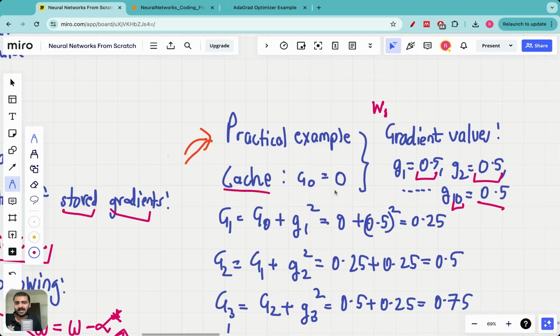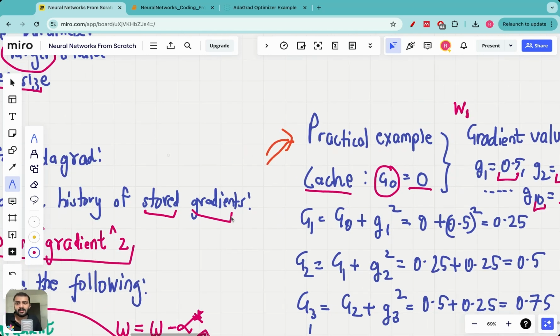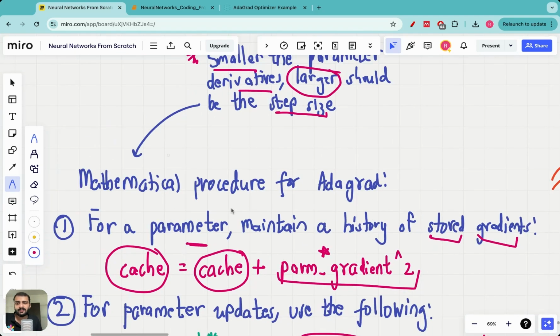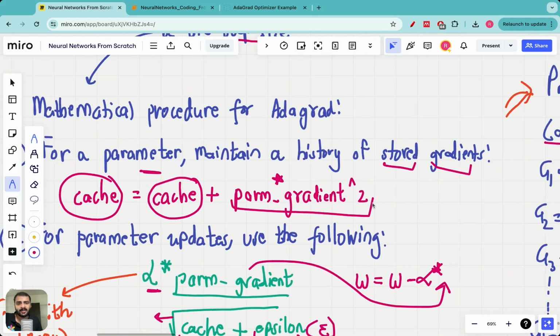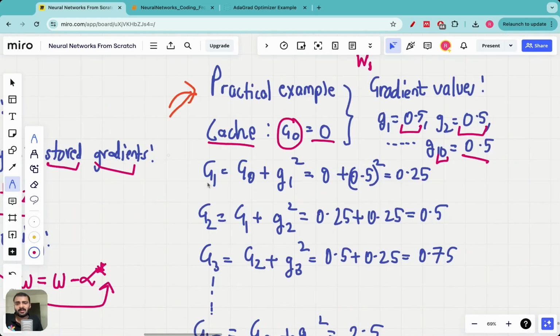Initially the cache starts with 0. The cache is denoted by capital G. G0 is 0. Then remember, to calculate the new value of cache, we add the old value of cache plus the current gradient square. So capital G1 will be G0 plus g1 whole square. Small g1 is the current gradient, which will be 0 plus 0.5 square, which is 0.25.